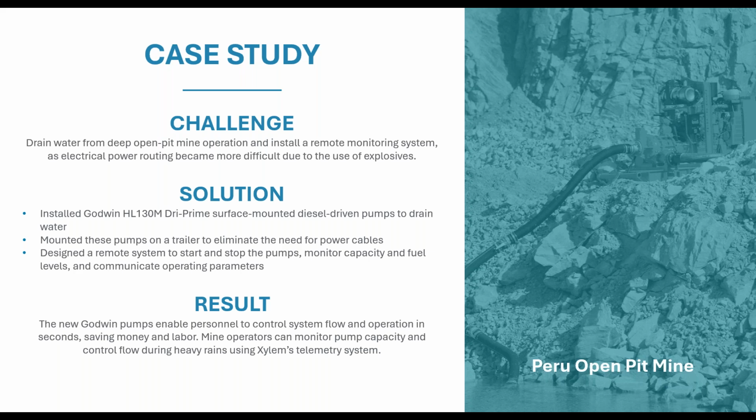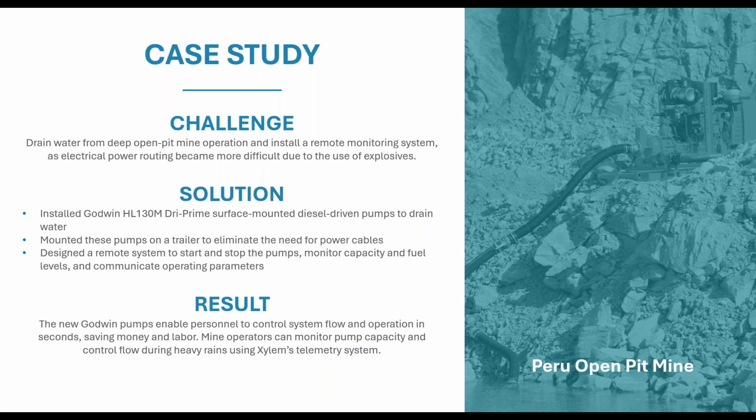3 Godwin HL130M dry prime pumps were mounted on trailers and brought down into the pit. With the diesel pumps, the electrical cables were no longer a concern, but the depths of the mine meant that somebody would still need to go down into the pit to operate the pump. So the pumping equipment was fitted with a solution to remotely start and stop the pump, as well as monitor flow and even fuel levels within the pump.